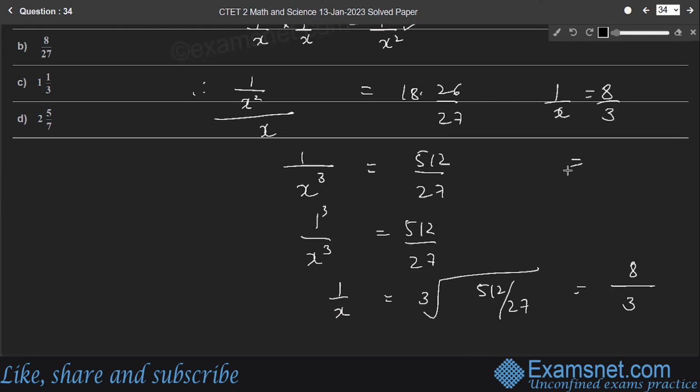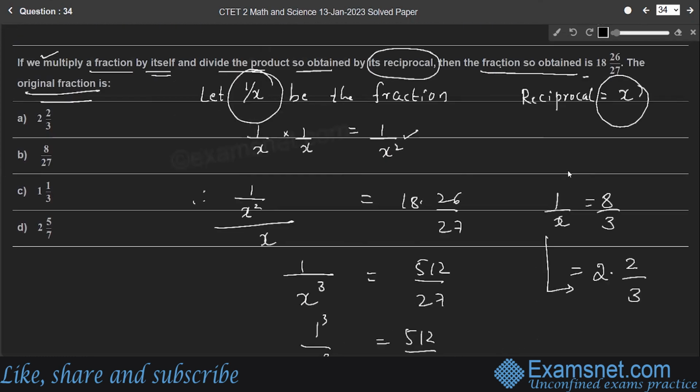So, you can simplify it. 3 into 2 is 6 and the remainder is 2. Therefore, it becomes 2 by 3. So, 2 integer 2 by 3 is the original fraction, right? Mixed fraction. Therefore, option A is the right answer.